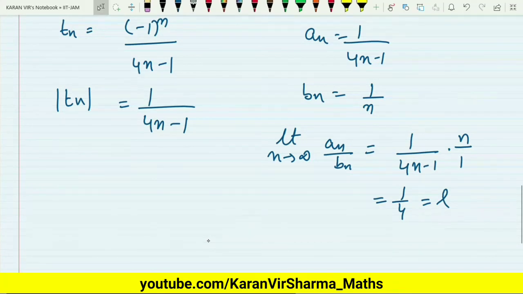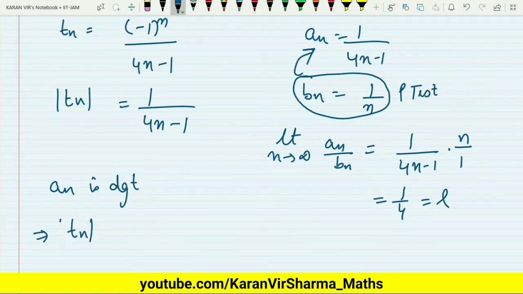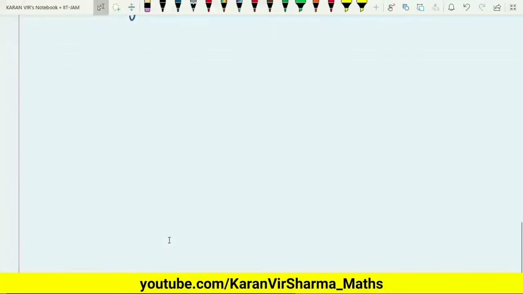So by the limit comparison test, I can say if bn is divergent, then an will be divergent, because by the p test, bn is divergent. So it implies that an is divergent, which is nothing but the modulus of Tn is divergent. So this series is not absolutely convergent. So now let us check for conditional convergence.